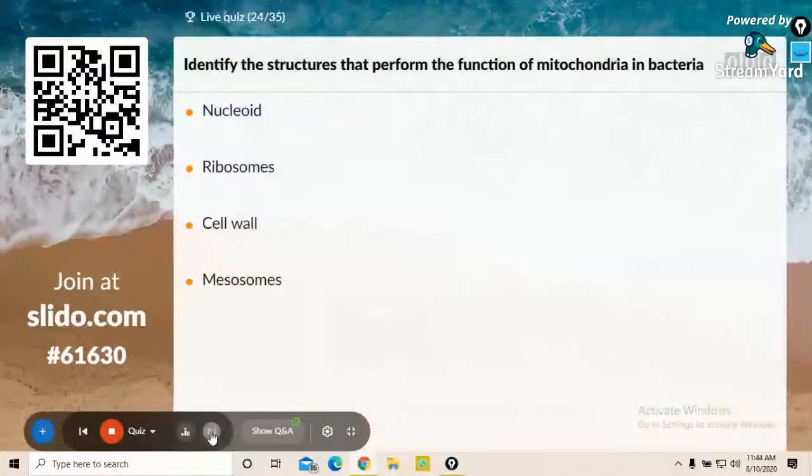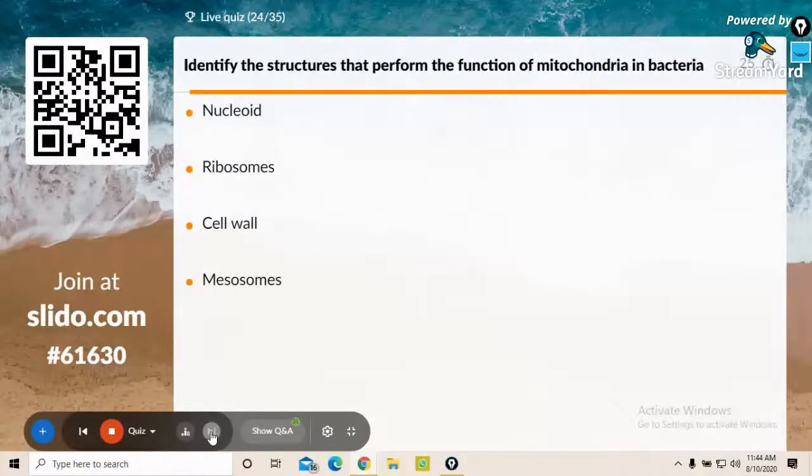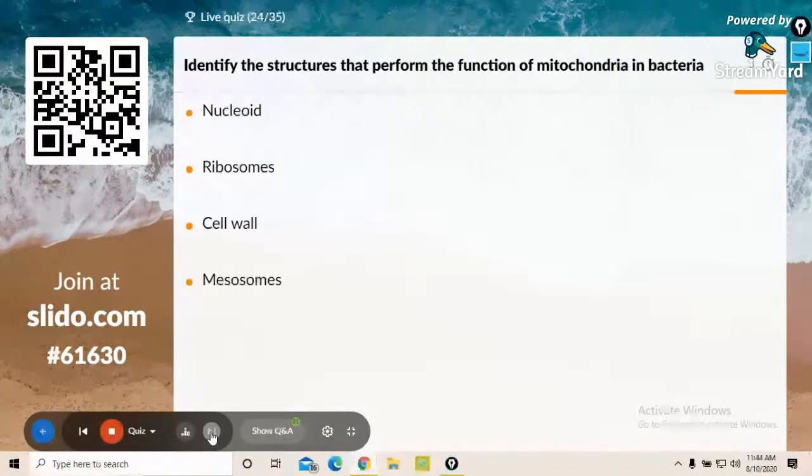Identify the structure that performs the function of mitochondria in bacteria. I already explained the answer for the question. Nucleoid, ribosome, cell wall, mesosome. Invaginations of plasma membrane into the cell, known as mesosome. That is the answer for the question: the structure that performs the function of mitochondria in a bacteria.